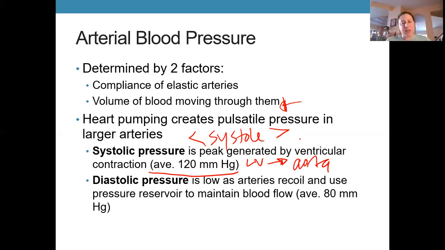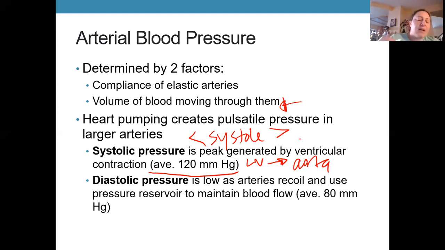Diastole is the lowest the pressure will go, and this is a reflection of the arteries stretching every time the heart pumps, and then recoiling and maintaining a fairly constant pressure, but it's still decreasing because the blood is flowing down its gradient.